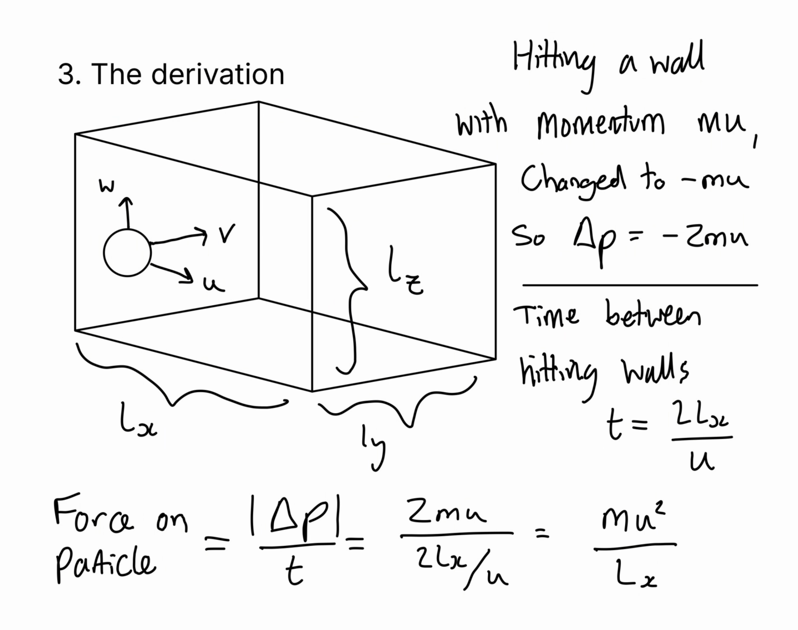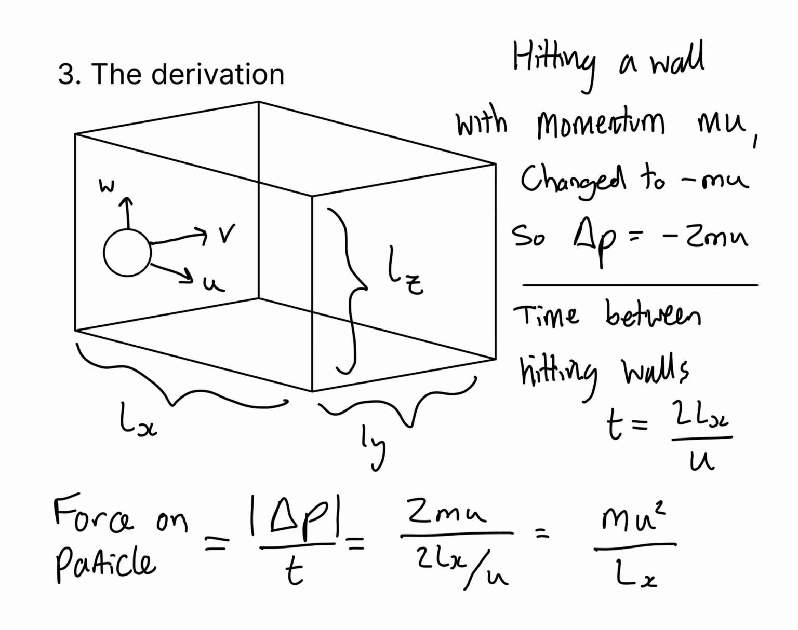Right, let's derive. Start with a single molecule in a box, with sides Lx, Ly and Lz, moving with velocity components u, v and w along the three axes. Let's watch it hit a wall. Say the wall perpendicular to Lx, moving with velocity u. It comes in with momentum mu and, because the collision is elastic, it bounces straight back with momentum minus mu. So the change in momentum is minus 2mu.